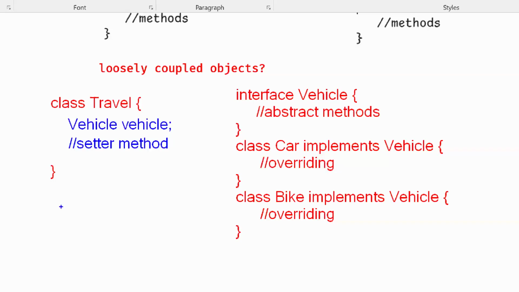Whenever it wants to change the car, it can change to bike or not? Yes. Again, if it wants, it can change from bike to car again. How is it possible? Just by calling the setter method. By making any code changes or without making any code changes? Without making any code changes, it is possible. This is called what type of coupling? Loose coupling.